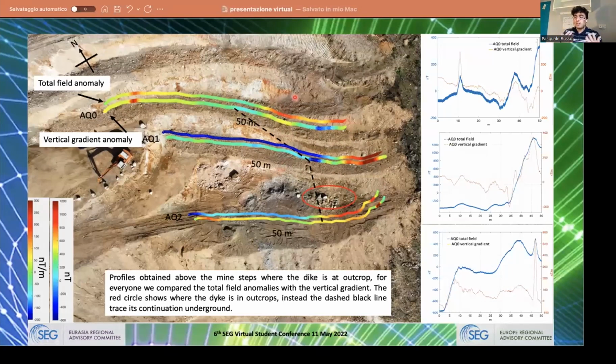So the gradient allows us to have more detailed information on the position of the surface sources, narrowing the area of the anomaly linked to them, which allows us to distinguish the area of dike outcrop. So I put this black dotted line to separate the area where the dike is in outcrop or near the surface, on the right of this black dotted line.